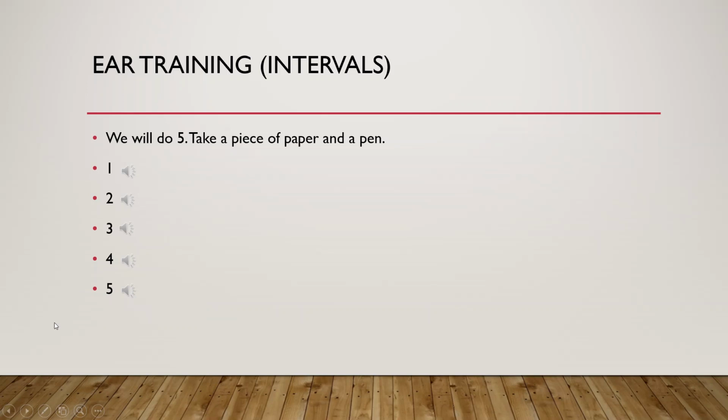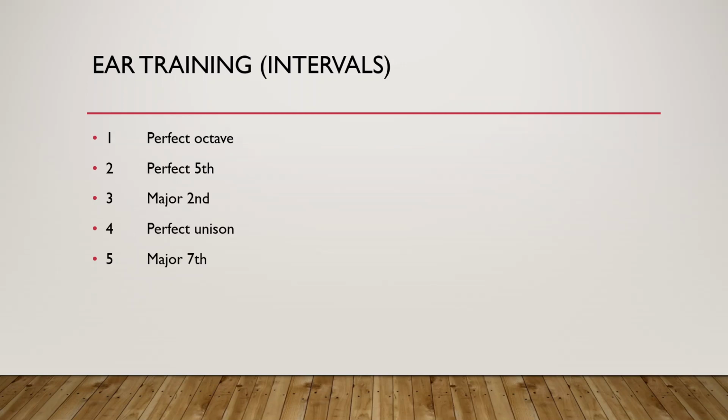Number 5 sounds far apart from each other. It sounds disgusting. It sounds dissonant. It gives me the chills. It's a major 7th. And here are the answers: perfect octave, perfect 5th, major 2nd, perfect unison, and major 7th.